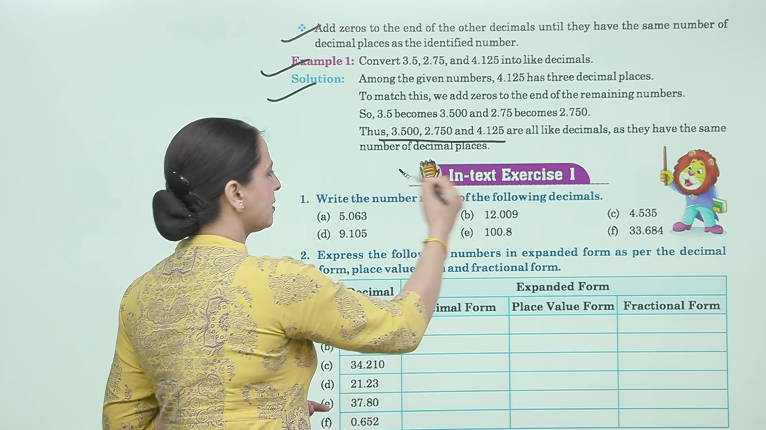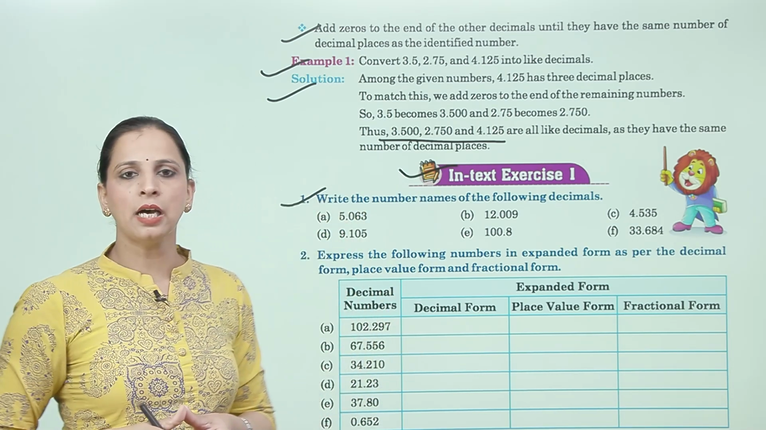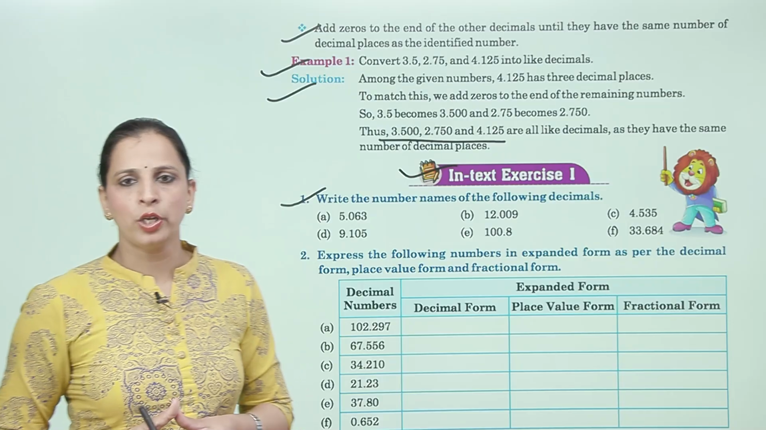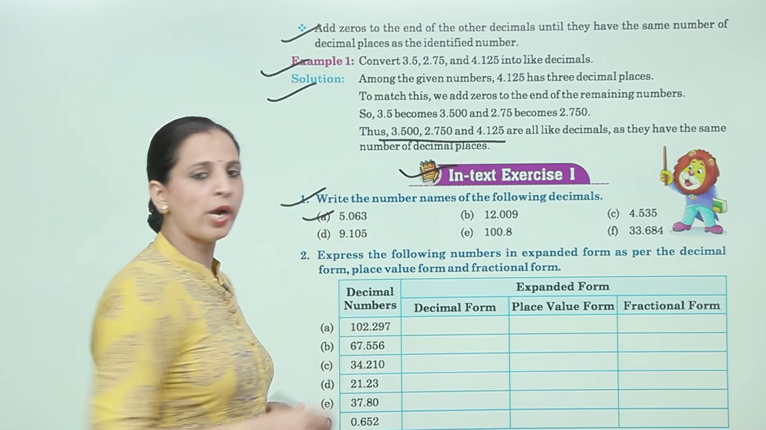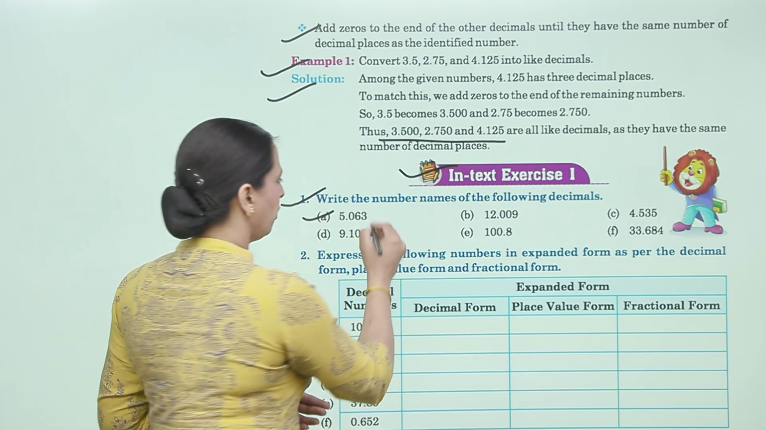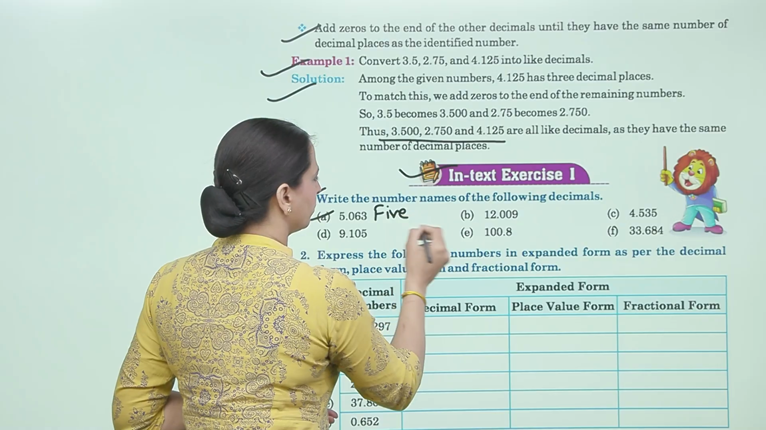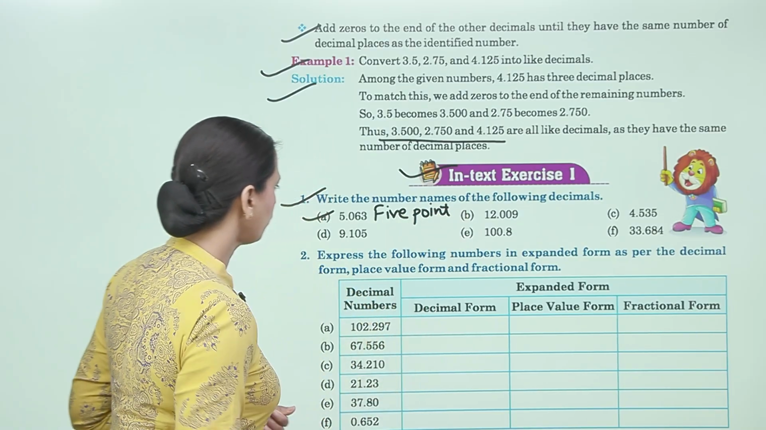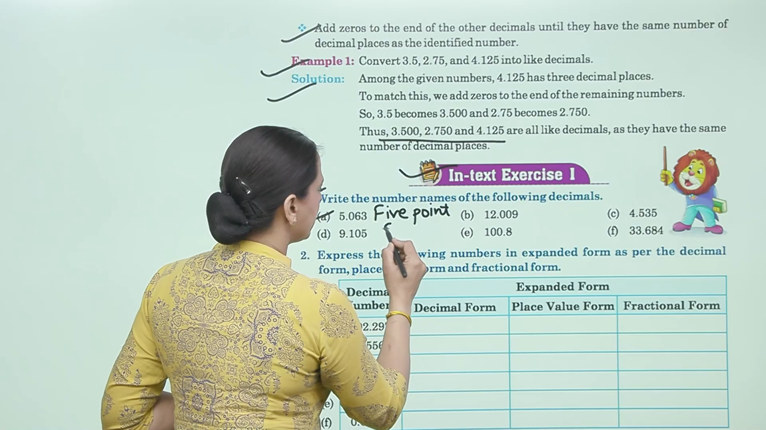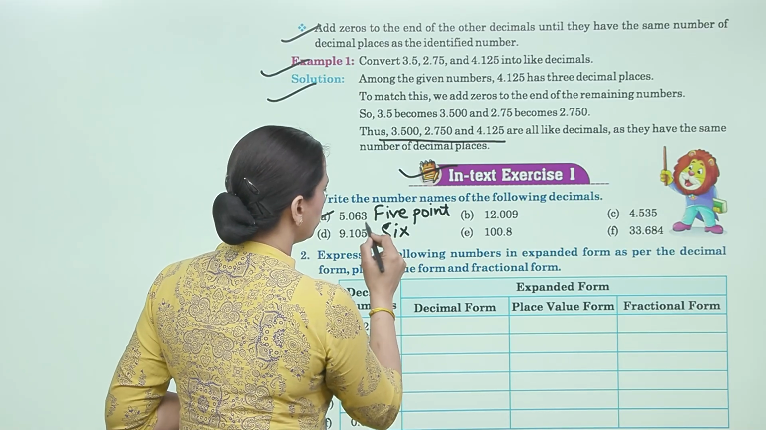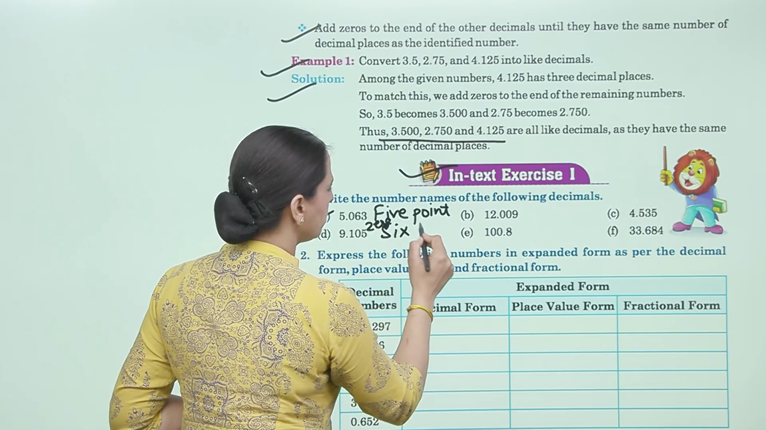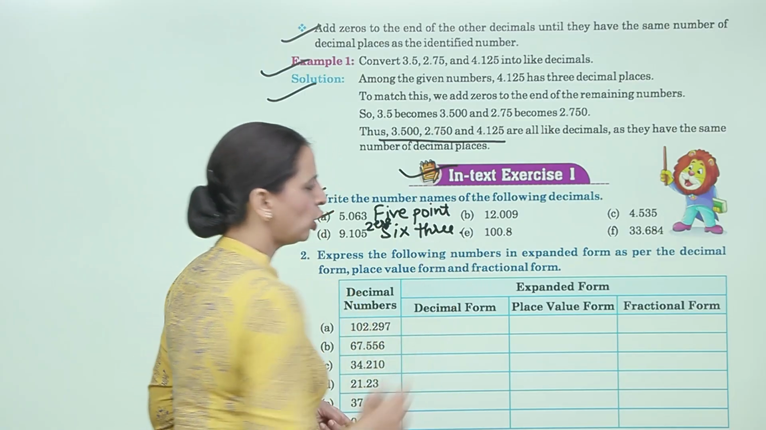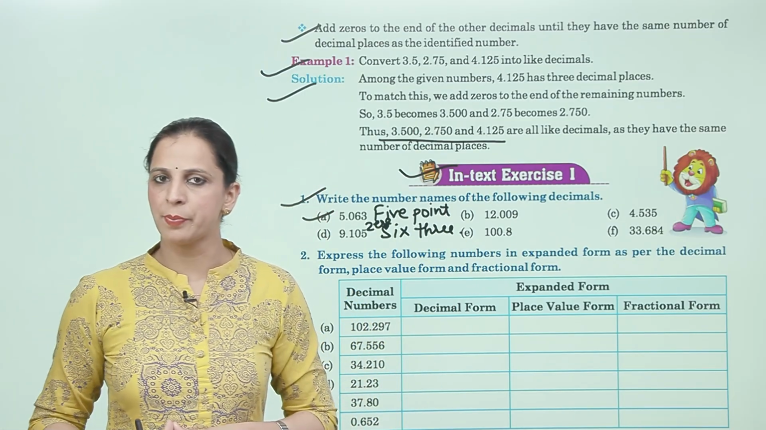Now in Textbook Exercise 1, question number 1, write the number name of the following decimals, that is 5.063. So children, we use the same method; the remaining parts you will try yourself.